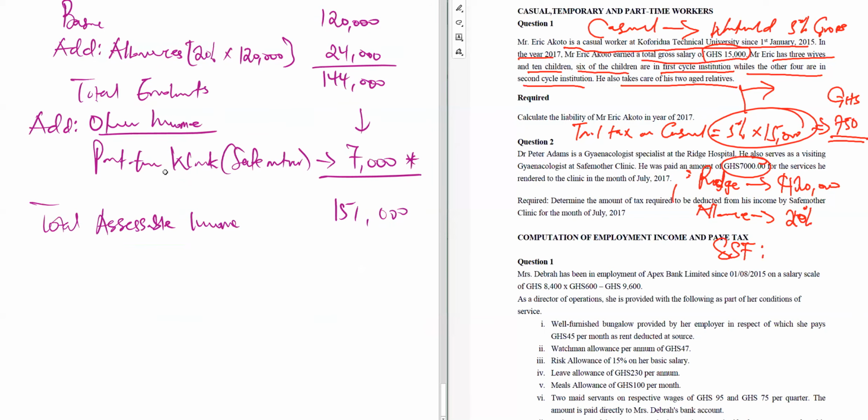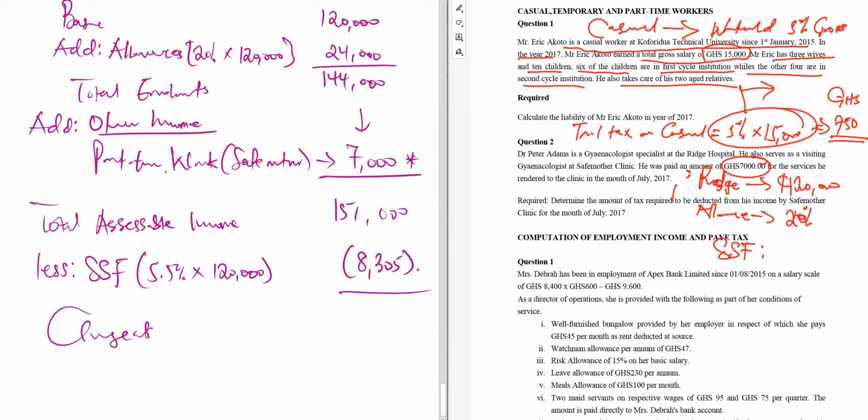Is it understood? So now that we have his total accessible income, let's take his contributions to social security. So we take 5.5% of his 120,000 as social security relief. So 151,000 going by 5.5 is 8,305, right? Okay, so what's the chargeable income now? 151,000 minus 8,305. Did you get 142,695?